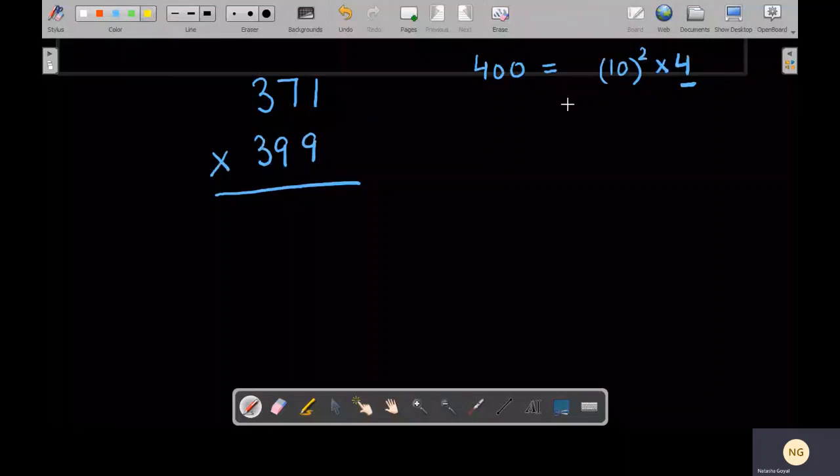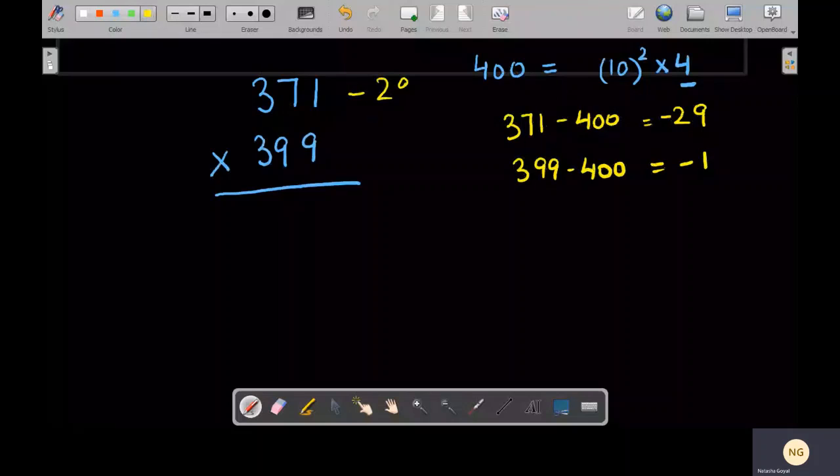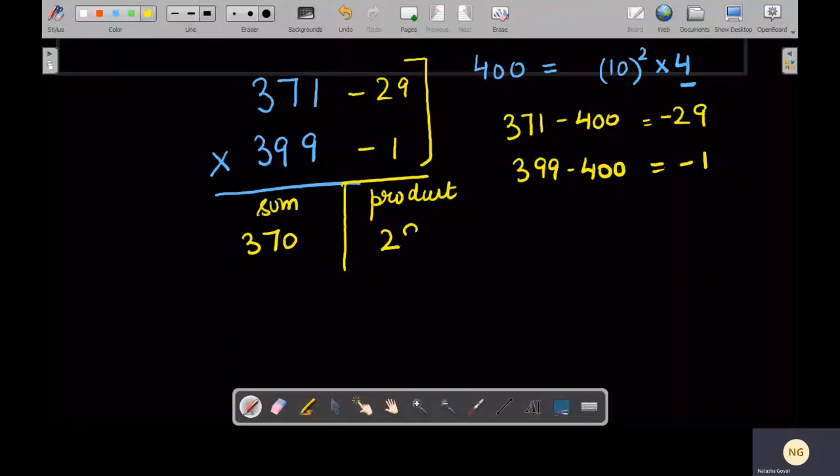Now we need to find the deviation. So how to find the deviation? 371 minus 400 gives me minus 29, and then we have 399 minus 400, that gives you minus 1. We will write the deviations here, minus 29 and minus 1. What's the next step? Yes, to find the sum and to find the product. So the sum will be 371 plus minus 1, so it will be 370. The product of these two numbers will be 29.